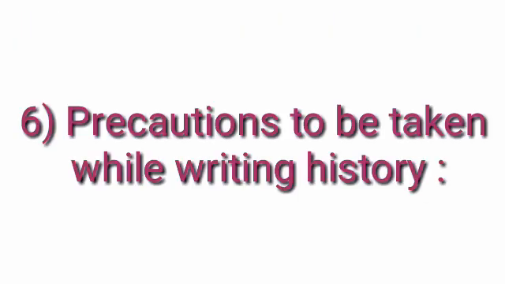And the last very important point, precautions to be taken while writing history. It is necessary to take precautions while using these sources to write history. These precautions are: 1. Very important, critical examination of written documents. The documents must be critically examined. And the second, cross-checking of conclusions from various sources. When the historian comes to some conclusion, he must cross-check the conclusions from various sources available around.